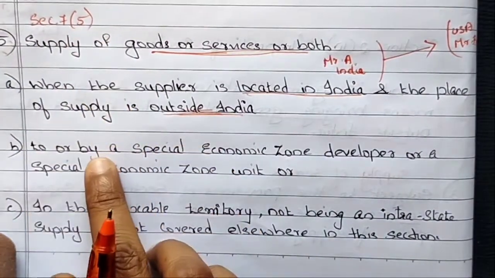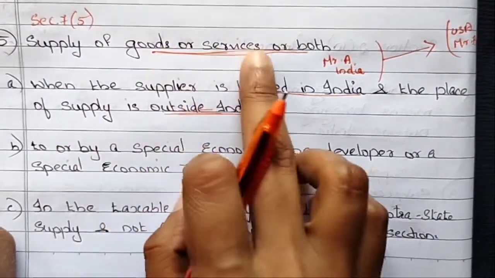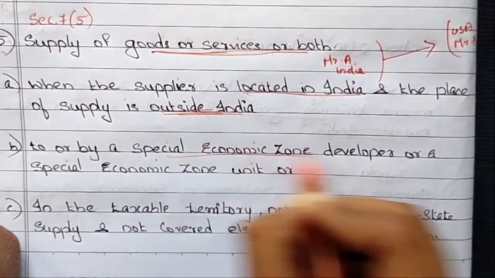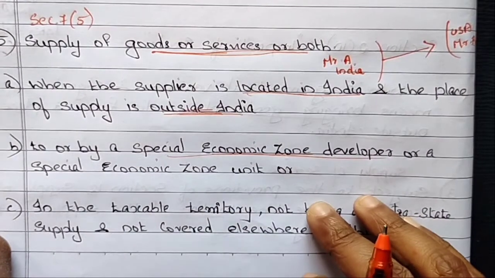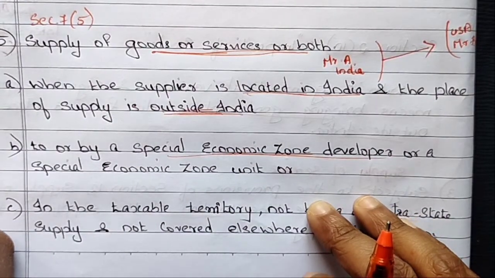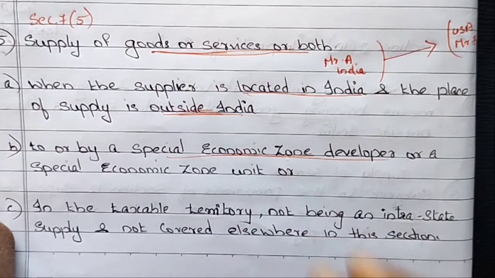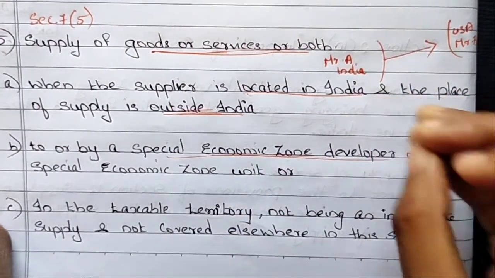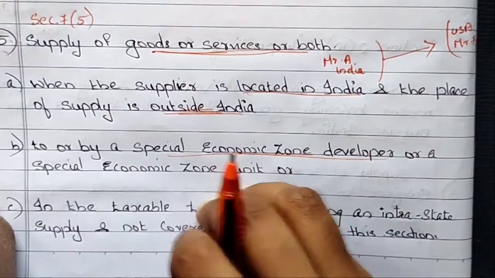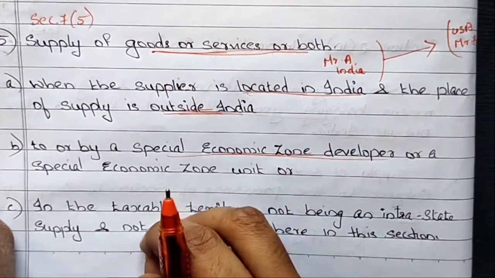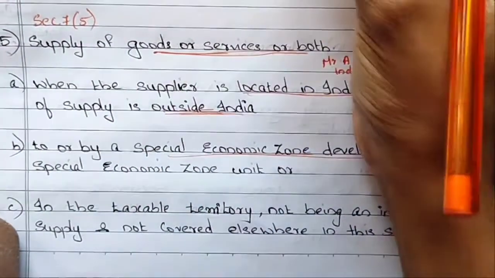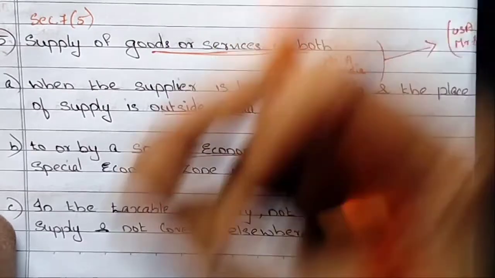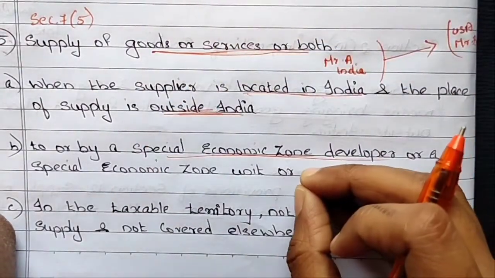Section 7.5 also states supply of goods or service or both to or by a special economic zone developer or a special economic zone unit. So if a supply of goods or service or both takes place to or by a special economic zone, so if we supply goods to a special economic zone or if the goods are supplied from a special economic zone, it is considered as interstate supply.